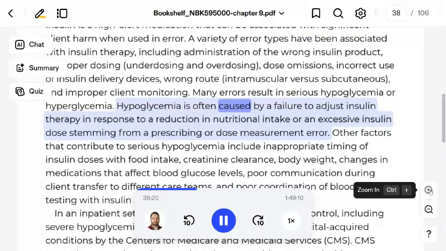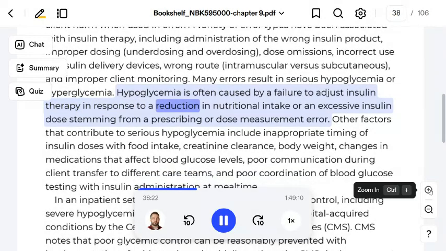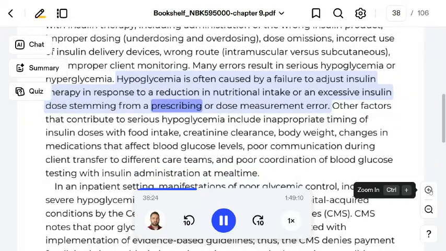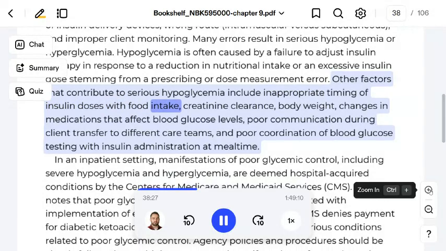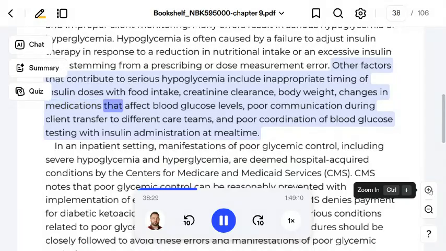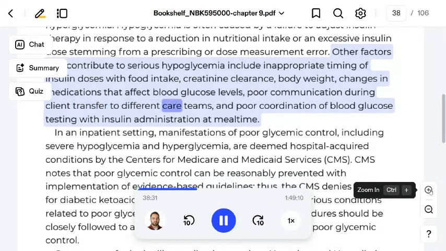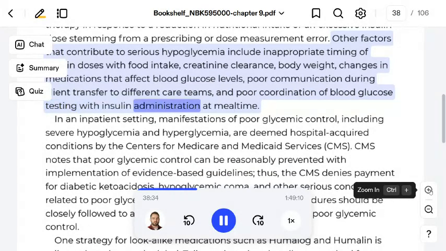Hypoglycemia is often caused by a failure to adjust insulin therapy in response to a reduction in nutritional intake or an excessive insulin dose stemming from a prescribing or dose measurement error. Other factors that contribute to serious hypoglycemia include inappropriate timing of insulin doses with food intake, creatinine clearance, body weight, changes in medications that affect blood glucose levels, poor communication during client transfer to different care teams, and poor coordination of blood glucose testing with insulin administration at mealtime.